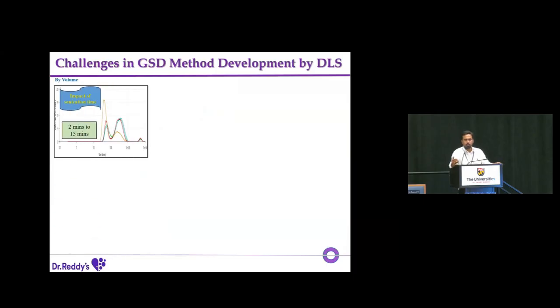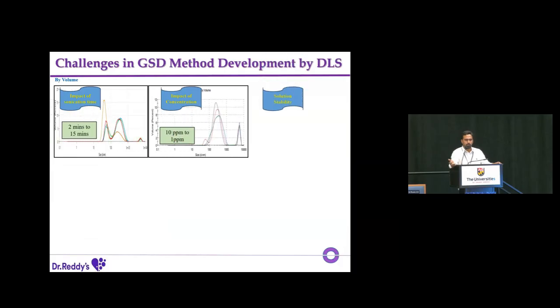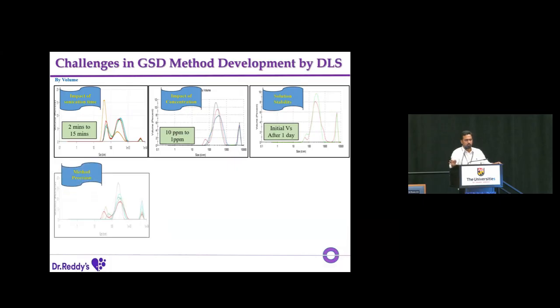Then we went ahead to understand the impacts, all we discussed about: the dilution impact, sonication impact, sample concentration impact, and the stability of the solution. Everywhere we tried, I think we could not understand or develop a robust method. It's always coming out as multiple peaks, and how do we set up a specification? All those things become very challenging.